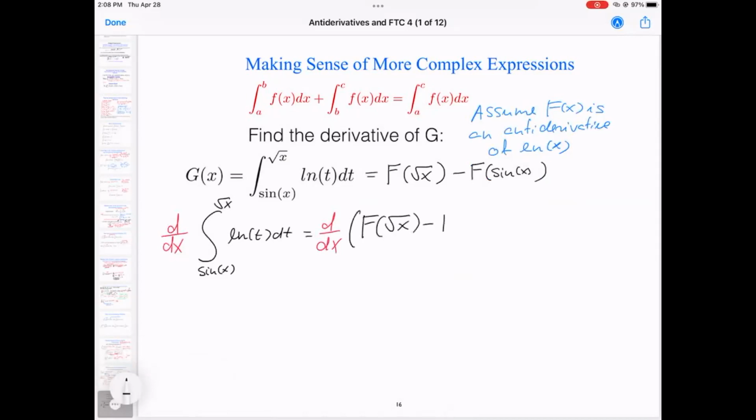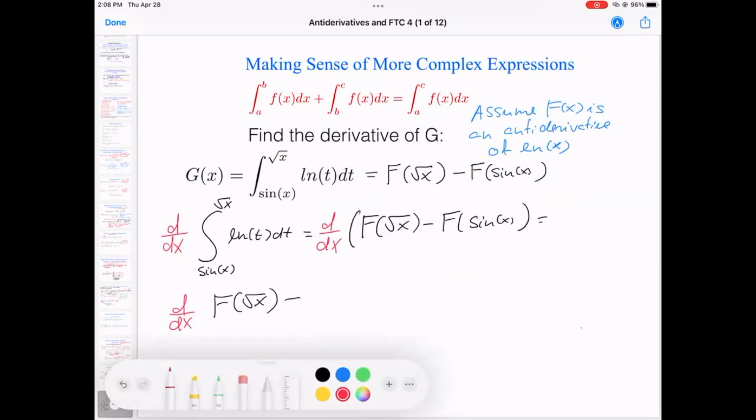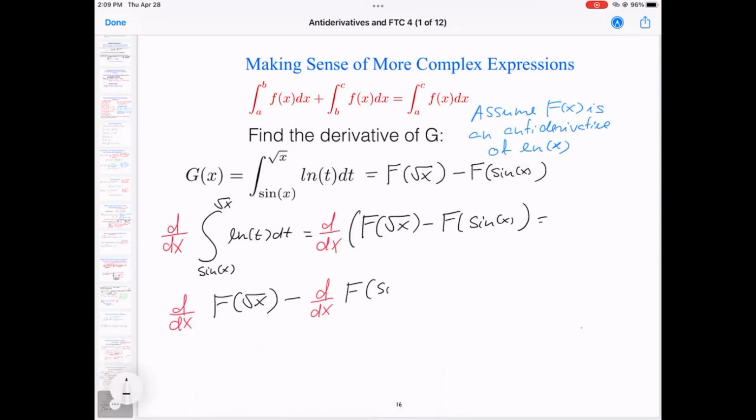Radical x minus capital F of sine x. So I'm going to take the derivative term by term. Except now none of them are constant, right? Because both are functions here. So in both cases, I have to use the chain rule when I take the derivative of it.